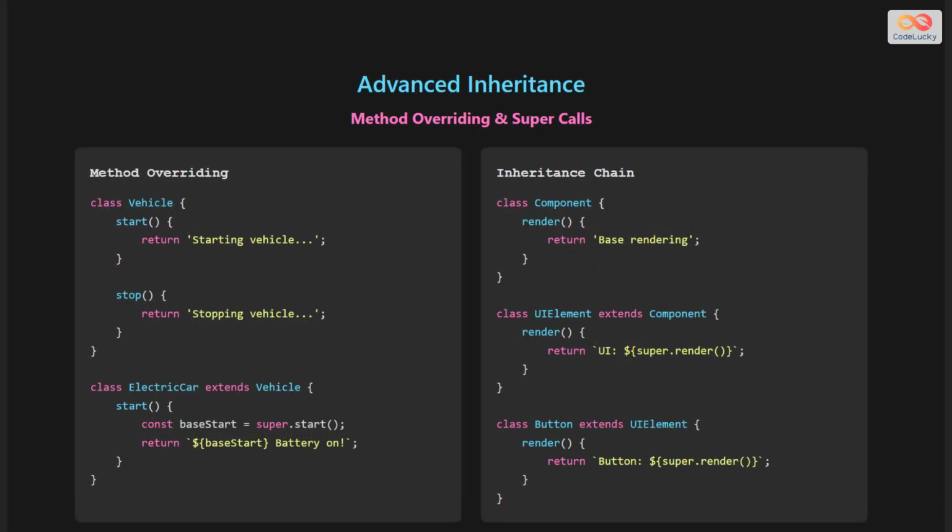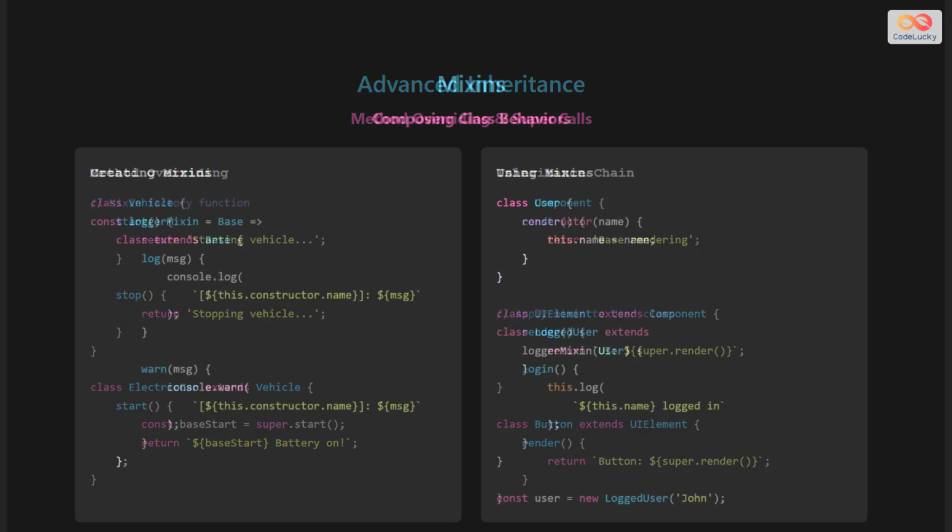Advanced inheritance enables more complex class relationships and code reuse. Method overriding allows a subclass, such as ElectricCar here, to provide a specific implementation of a method that is already defined in its superclass Vehicle. You can call the method of the parent class using super.methodName. An inheritance chain, as shown in the example of the Button, UIElement, and Component classes, allows for a hierarchy of classes that build upon each other.